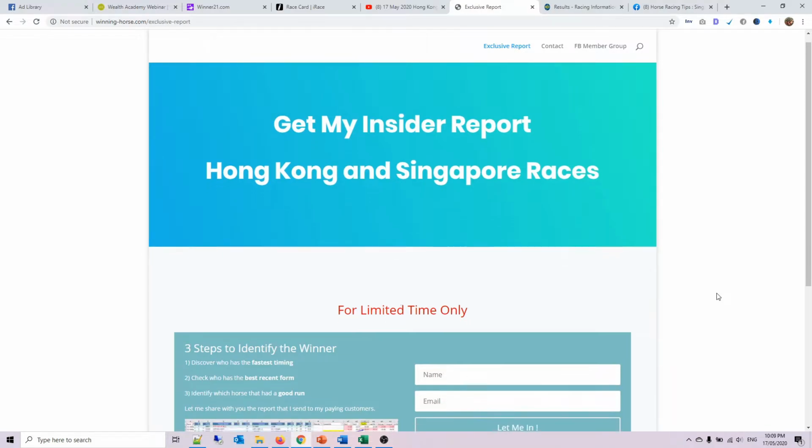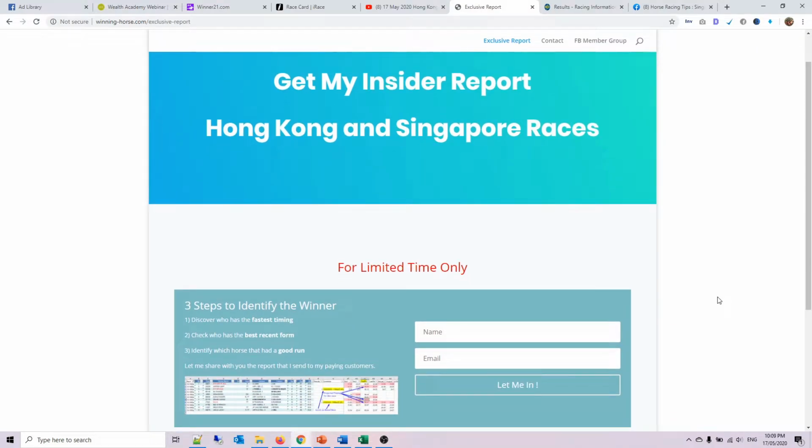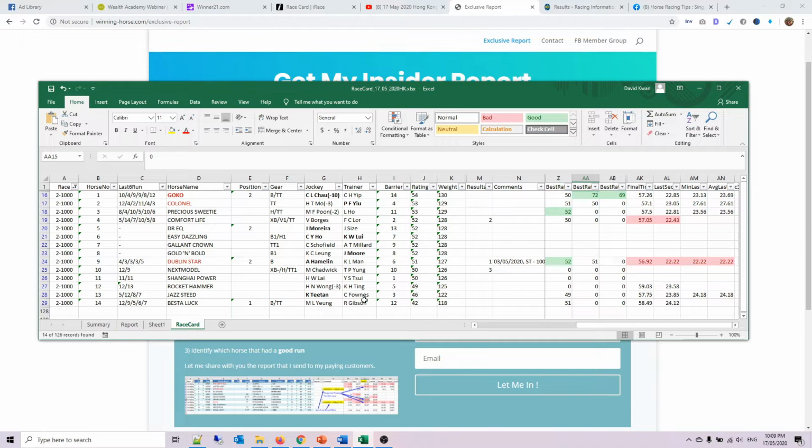First of all, I'm using three simple methods to identify the winner. The first one is to discover who has the fastest timing. Then the next one is the recent form, and which horse had a good run. So let me bring up the races for today. For example, if you see a comment here, it means that this horse had a good run on the 14th of March, and also the 3rd of May, on this distance.